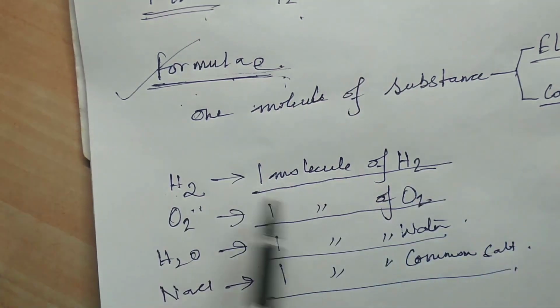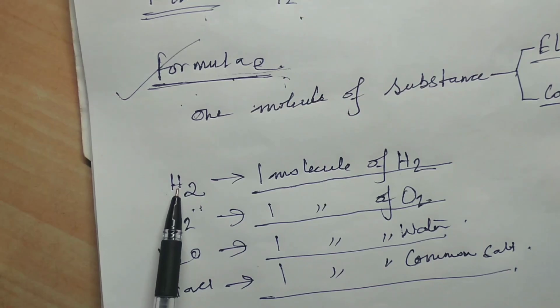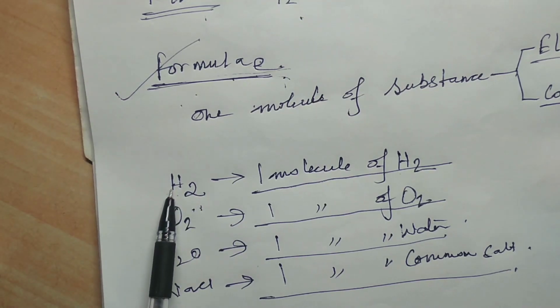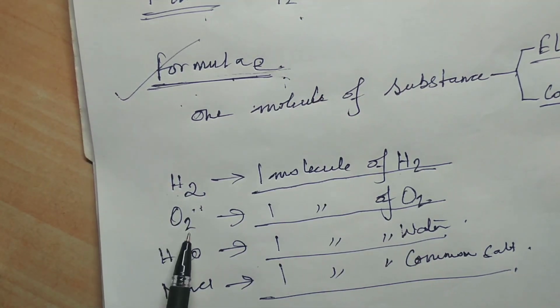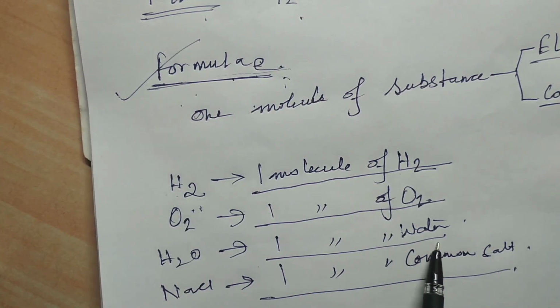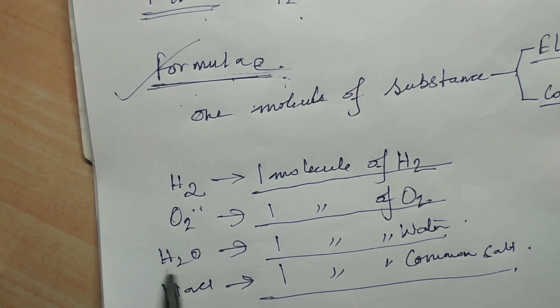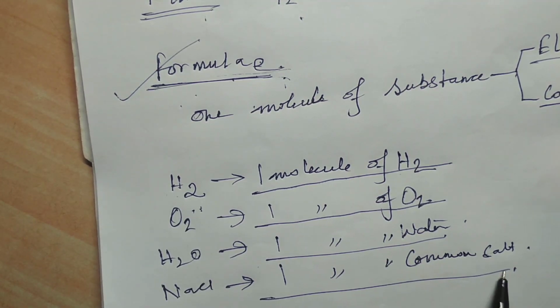Now, one molecule of hydrogen consists of two atoms of hydrogen. One molecule of oxygen consists of two atoms of oxygen. One molecule of water consists of two atoms of hydrogen and one atom of oxygen. The formula gives us the idea that one molecule of water consists of two atoms of hydrogen and one atom of oxygen. Common salt, one atom of sodium and one atom of chlorine.